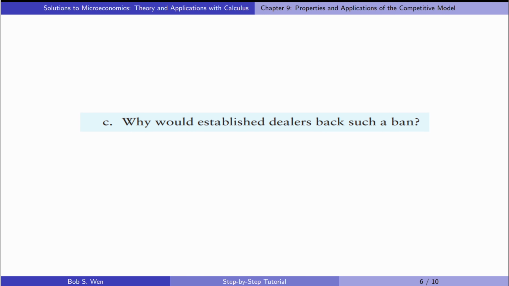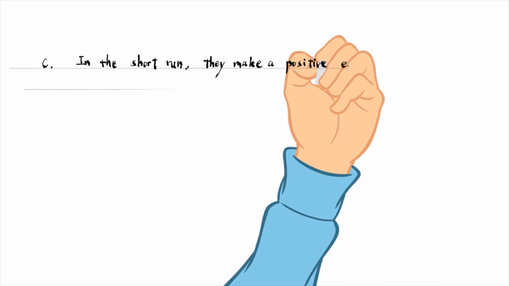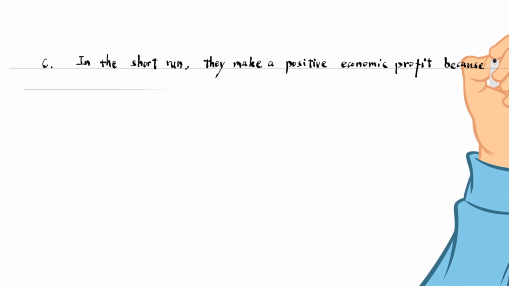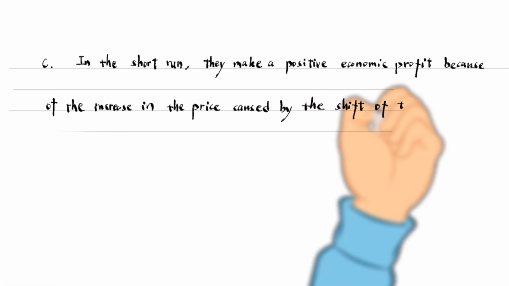In Part C, why would established dealers back such a ban? Because in the short run, they make a positive economic profit because of the increase in the price caused by the shift of the supply curve to the left.